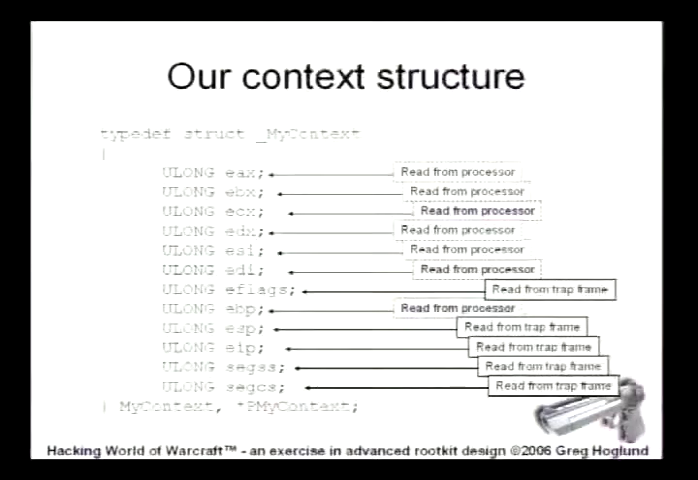Here's an example of my structure that I use to store everything. You can see which items here are read from the processor directly and which ones have to be read from the trap frame.